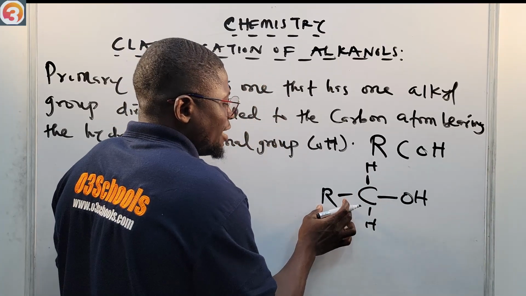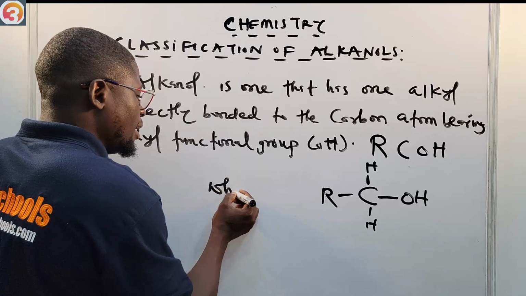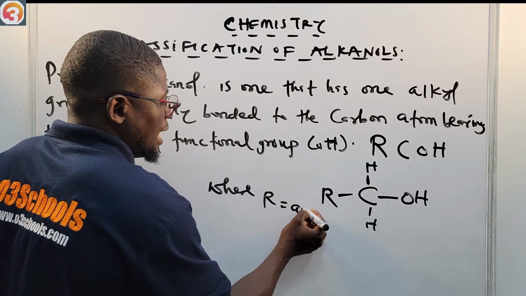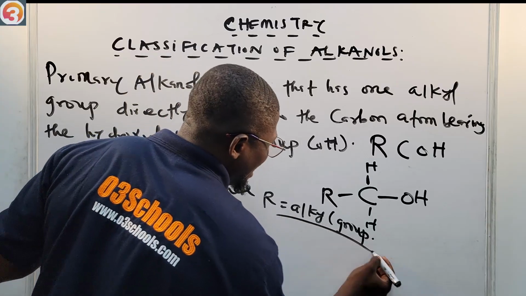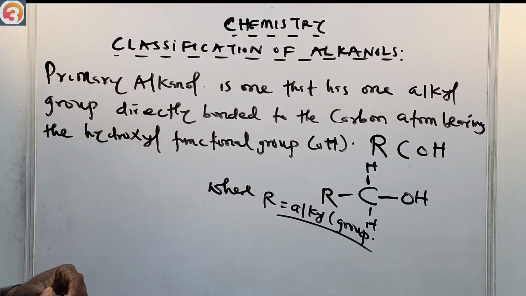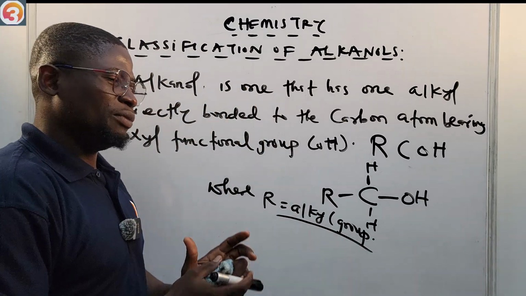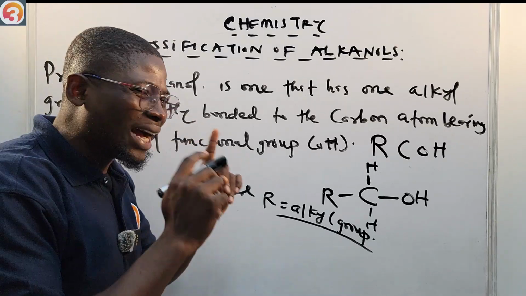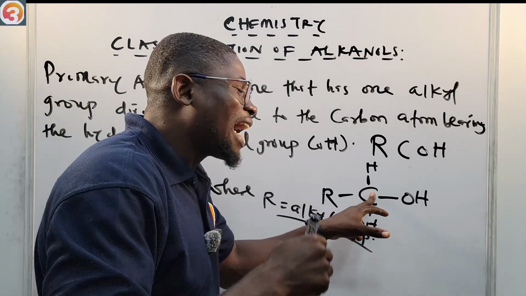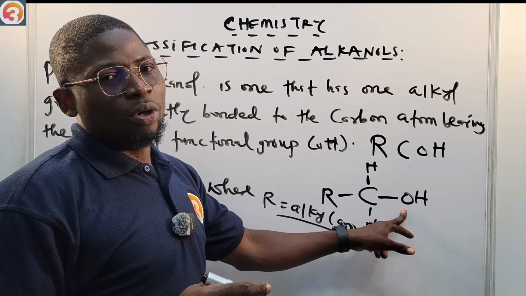So let's say this R is the alkyl group. This alkyl group could be any alkyl group. It could be, of course, like I said, methyl, propyl, ethyl, and so on. But it must be just one alkyl group directly bonded to the carbon atom bearing the OH group.